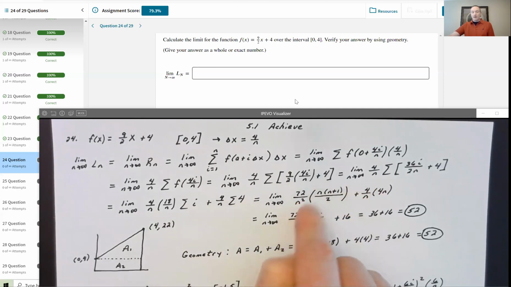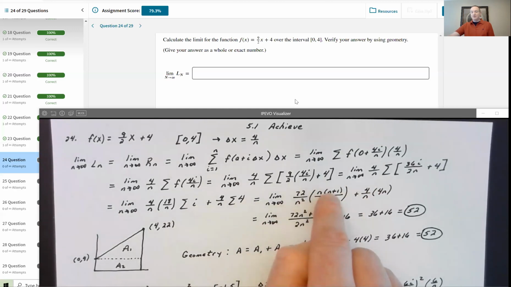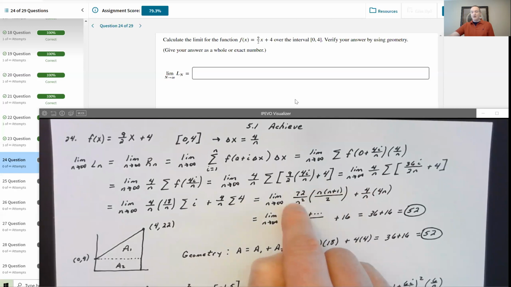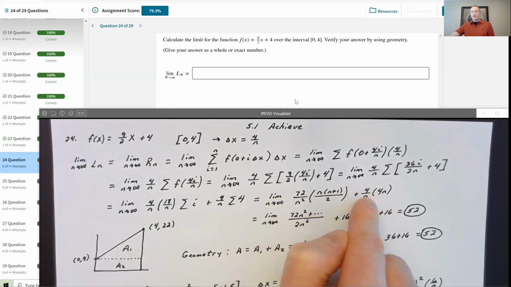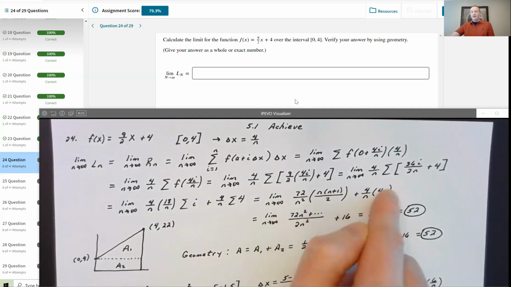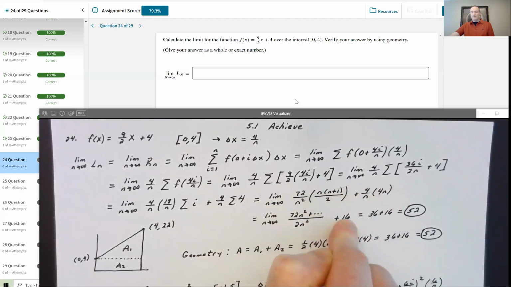Now, when we try to simplify these down, I see that that first one, I'm going to have a 72n squared in the numerator, a 2n squared in the denominator. The other terms in the numerator are irrelevant because they're lower powers of n. In the second term, my n's cancel out, and I would just have 4 times 4 is 16, so there's no n to worry about there.